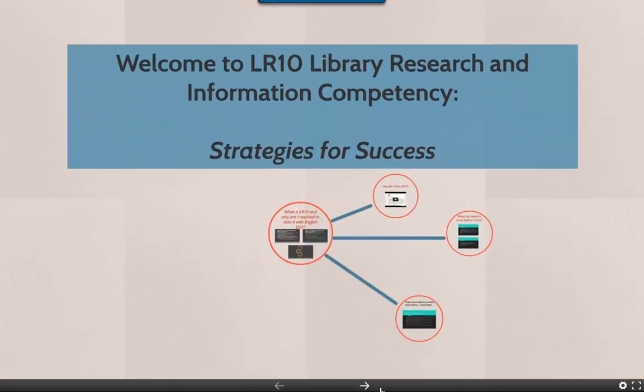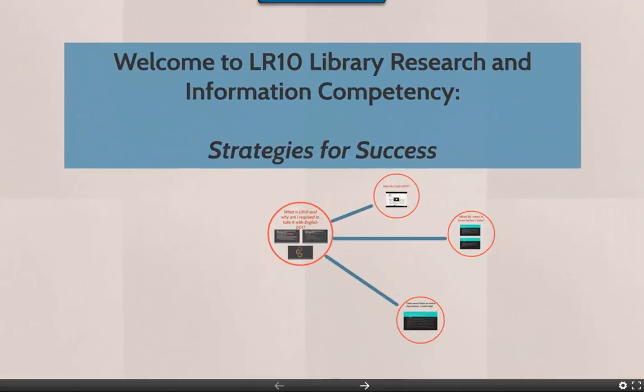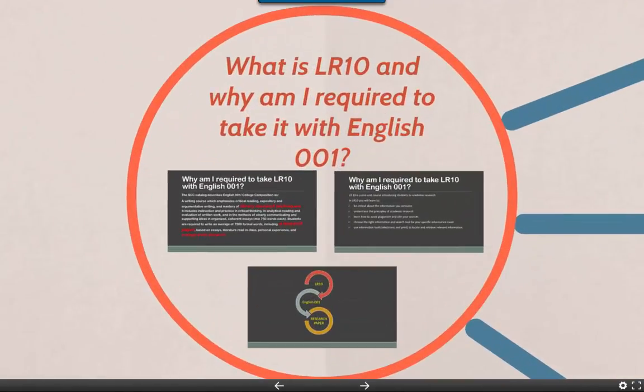The first questions that students often have about LR10 are what is LR10 and why am I required to take it with English 1? The proper title for LR10 is Introduction to Library Research and Information Competency. Really, this class is about knowing where to find information. Google is a start, but there is more. How to access information, it isn't all for free, and how to tell if the information you're using is good or bad. Where does Wikipedia fall?